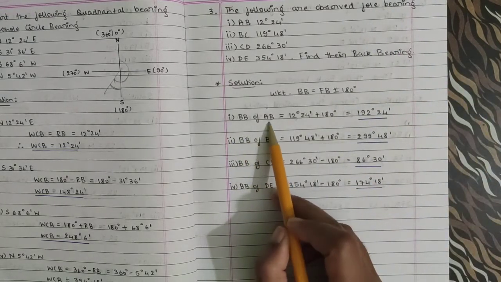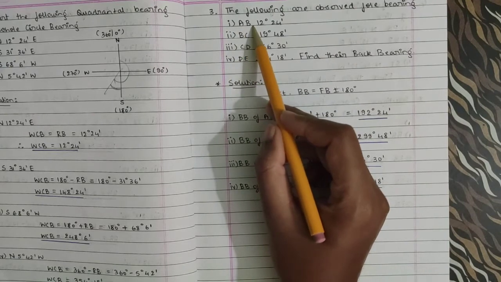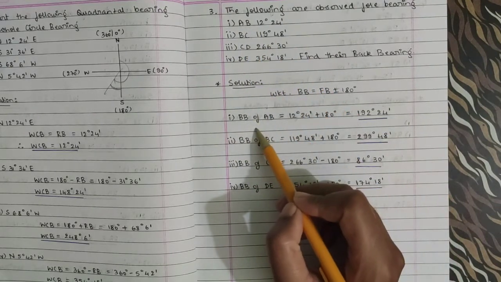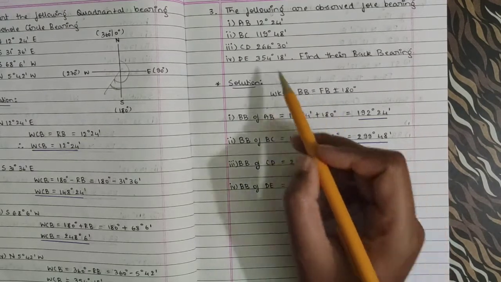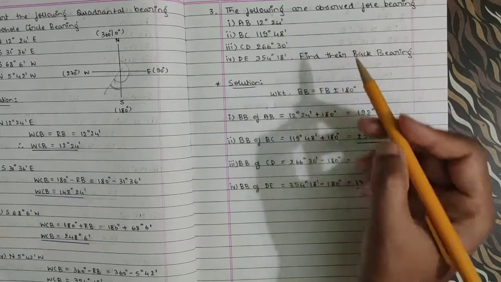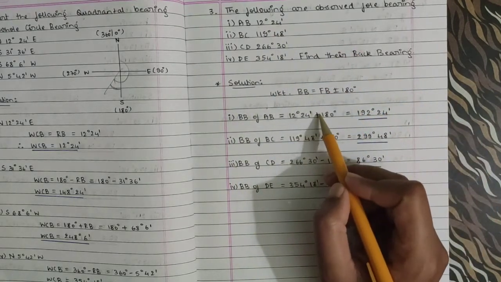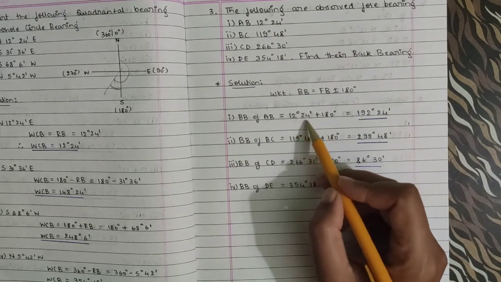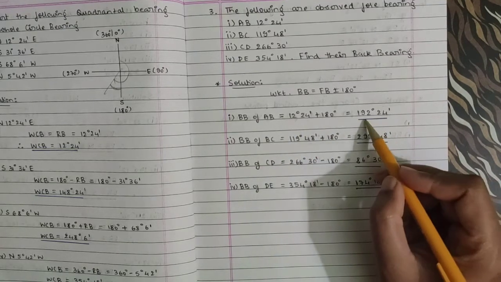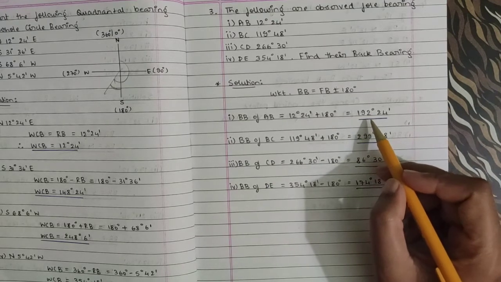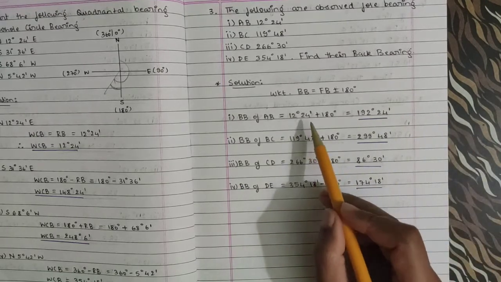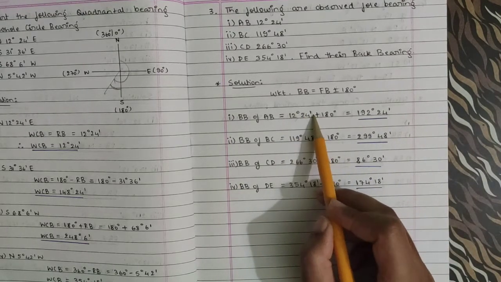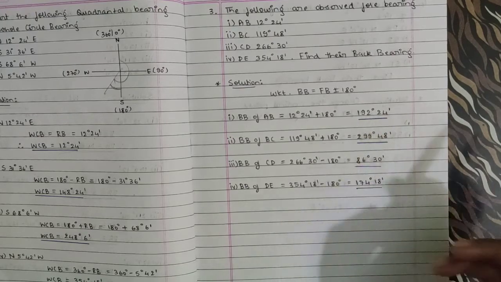So for the back bearing of AB, first the fore bearing of AB is given. Now we have to convert it into back bearing. Back bearing of AB is equal to the given fore bearing, 12 degree 24 minutes, plus 180 degree, because the given fore bearing is less than 180 degree. Then you will get the resultant as 192 degree 24 minutes. Now I shall show you in the calculator how to enter this degree and minutes and how to get this answer.